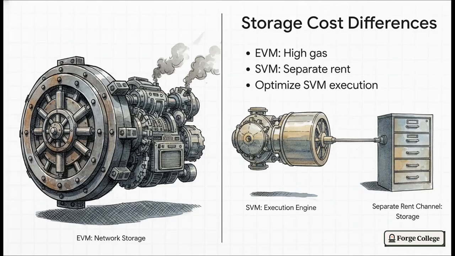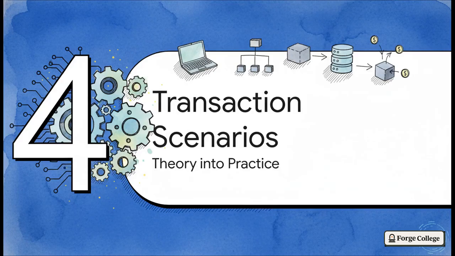In EVM, you absolutely have to optimize to avoid storage writes immediately. But in SVM, you optimize for execution efficiency first. Okay, part 4, real-world transaction scenarios.